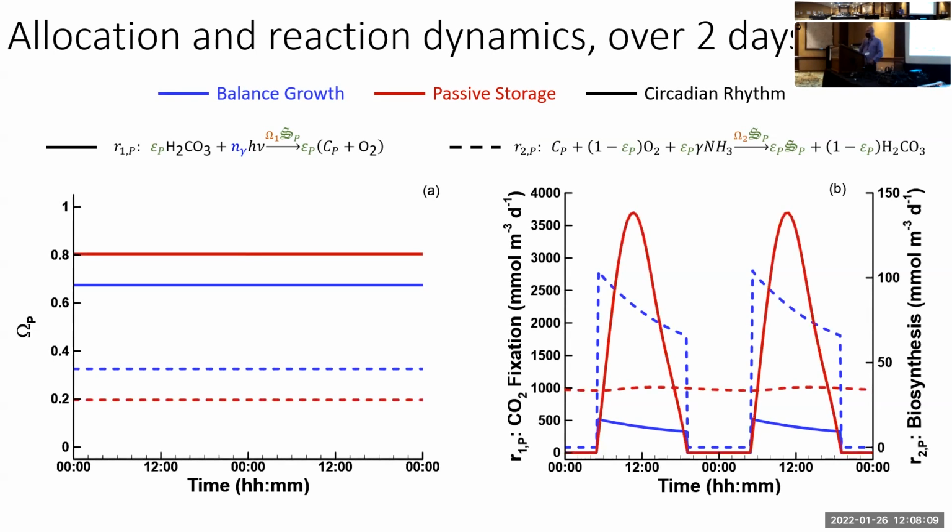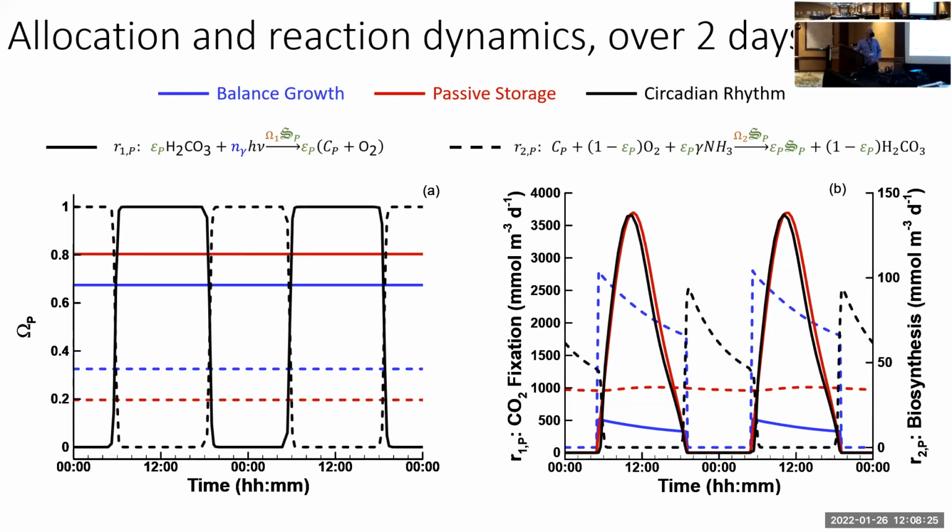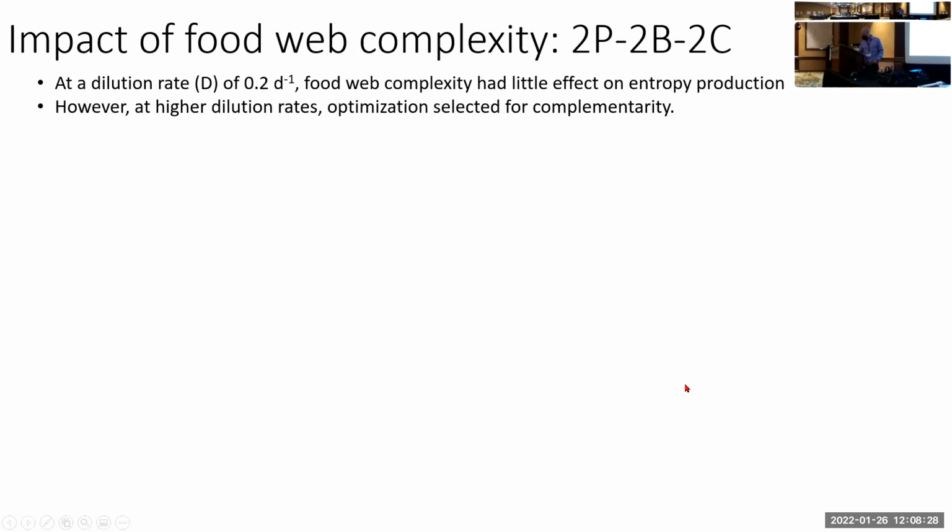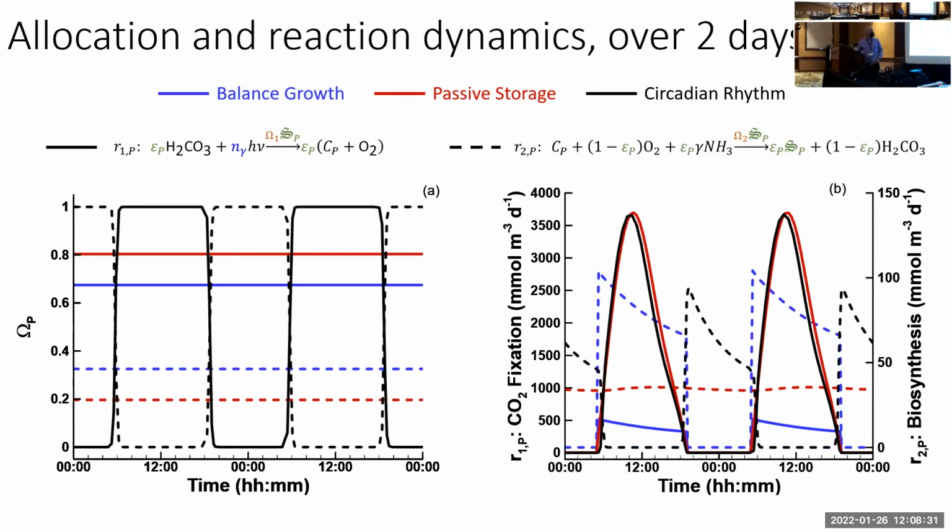If you go to the passive storage, now you can decouple the C to N ratio, and you can see that you can attain higher carbon dioxide fixation rates, and you can maintain biosynthesis, more or less continuously over a 24-hour period. If we go to the circadian rhythm here, you can see that this allocation of resources is changing over this 24-hour period in a square wave fashion. CO2 fixation is basically the same. Where you see a big difference is that you can do a whole lot more biosynthesis at night.